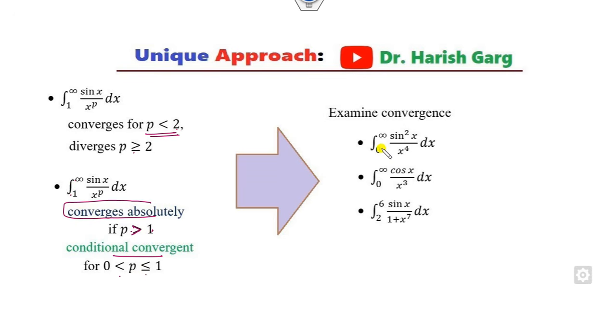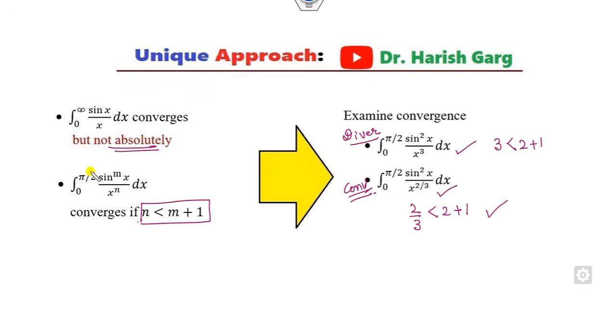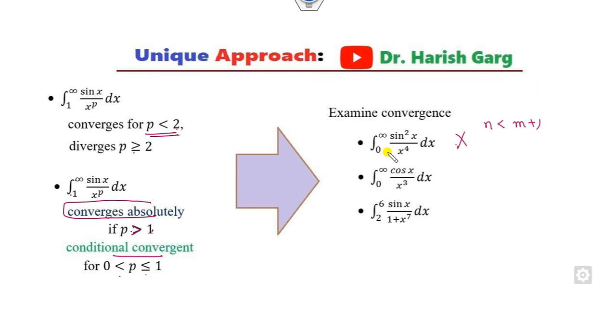Now you can see about here. So again, can I use this result for this case? No, because this result is only applicable when it's from 0 to pi by 2. But here it is 0 to infinity. Fine. So you can't say that. This case you can see about here. This is the same case. P is my 3, which is greater than 2. So this is my divergent.